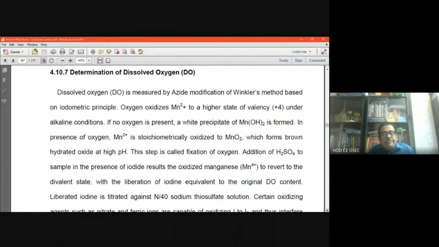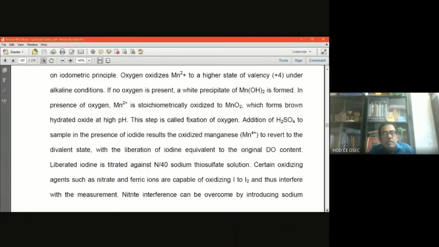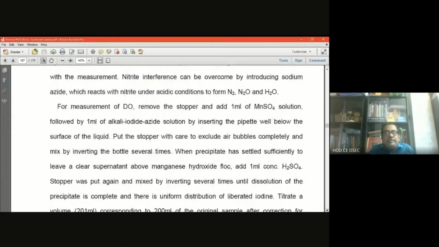Now, dissolved oxygen: first of all, how can it be carried out? To calculate the dissolved oxygen, suppose you take a BOD bottle, that is the 300 milliliter bottle, with the diluted sample water. You take 1 ml of MnSO4, manganese sulfate solution. Open the stopper and add 1 ml MnSO4. After that you take 1 ml alkali iodide azide solution.